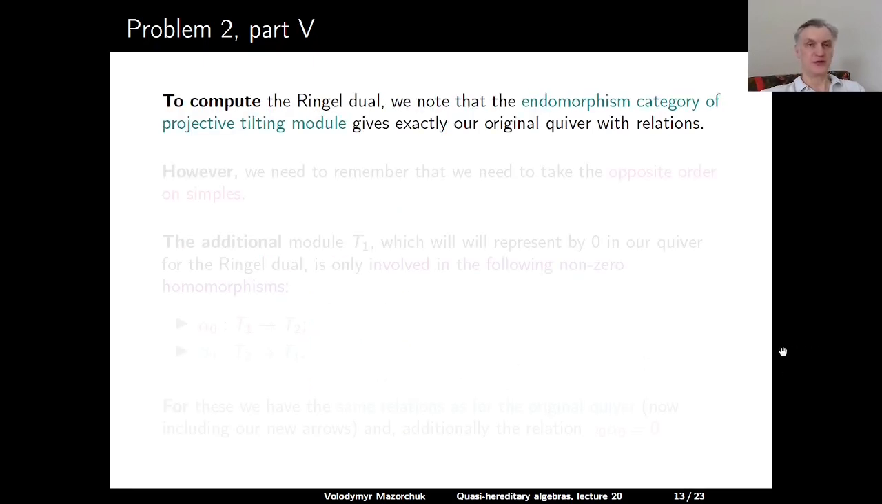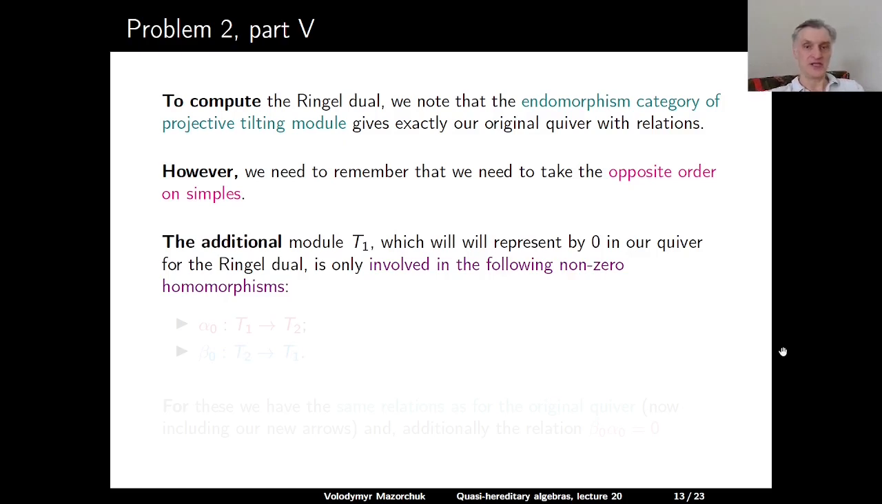Now, if we want to compute the Ringel dual, we need to compute the endomorphism category of the indecomposable tilting modules. This has as a full subcategory the endomorphism category of projectives over our algebra, and this of course gives us our original quiver back. And of course we need to recall that for the Ringel dual we take the opposite order on simples. Now we have one additional tilting module, which is T1, and we will represent it by 0 in our quiver for the Ringel dual, and it is only involved in the following non-zero homomorphisms.